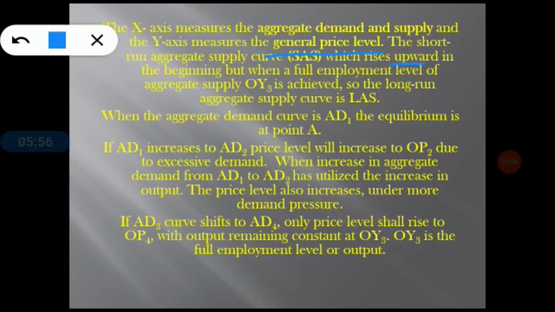It is upward rising in the beginning, but when the full employment level, that is OY3, is achieved, the long-run aggregate supply curve is LAS, which is vertical, parallel to the vertical axis. Clear? So when the aggregate demand curve is AD1, the equilibrium point is A. When AD1 increases to AD2, the price level increases to OP2. And again when AD3 shifts to AD4, the price level shall rise to OP4 with output remaining constant at OY3, because OY3 is the full employment level.